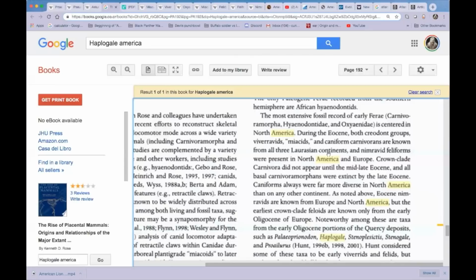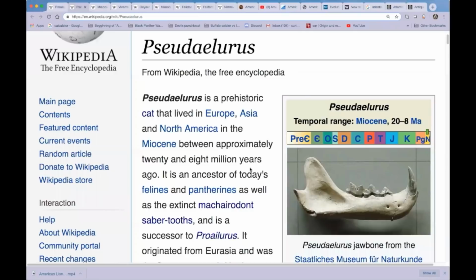Caniforms always were far more diverse in North America than any other continent. As noted above, Eocene Nimravids are known from Europe and North America, but the earliest crown clade feloids are known only from the early Oligocene of Europe. All right, so when we start talking about cats and lions and all that, we got to know that they found the closest or oldest type of cat here in America. They know the mammals came out of here, the first carnivores and all these caniformians again. And also this Cedudalurus, it says here, a prehistoric cat that lived in Europe, Asia, and North America.